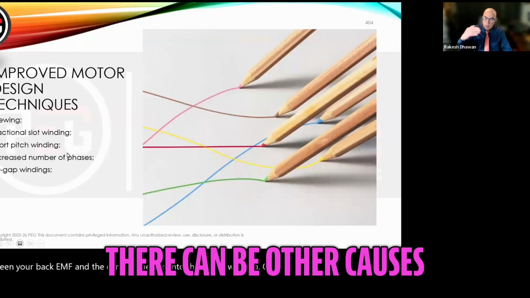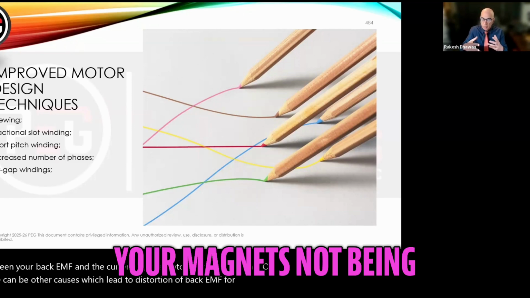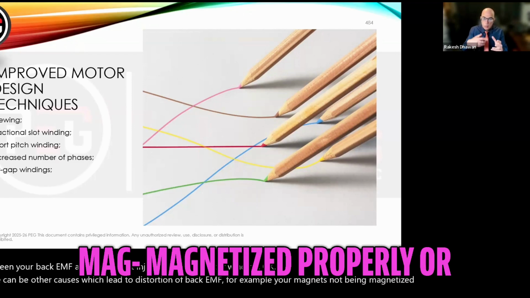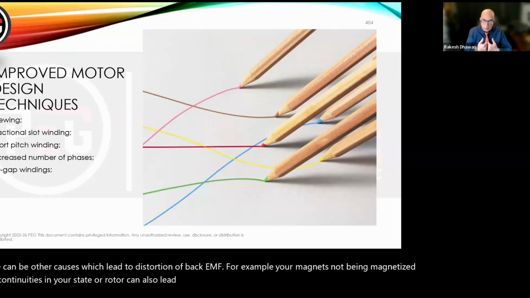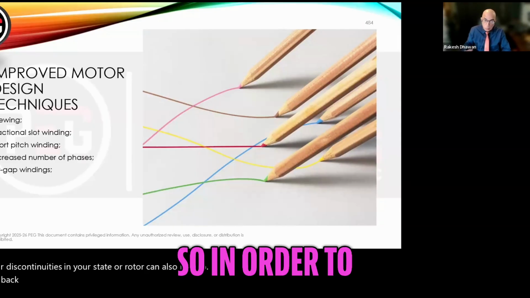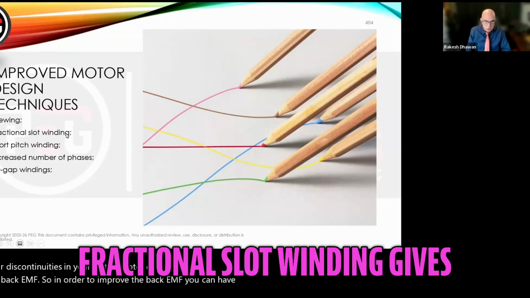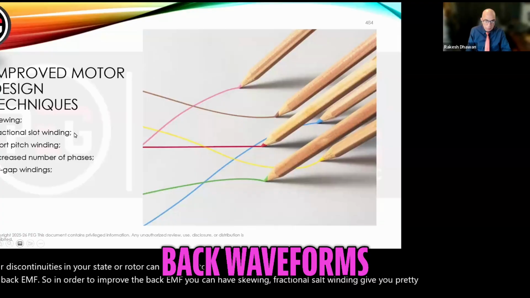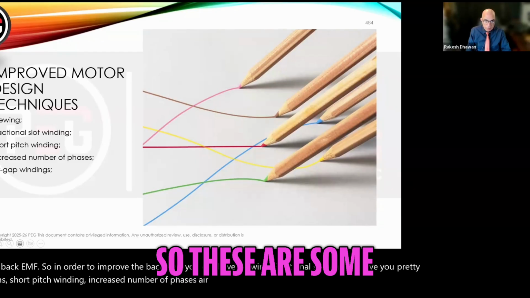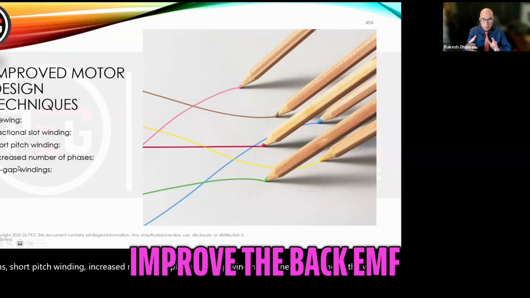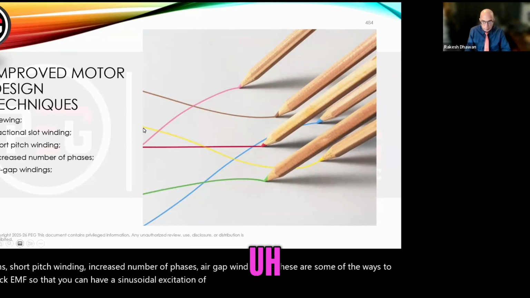Of course, there can be other causes which lead to distortion of back EMF. For example, your magnets not being magnetized properly, or discontinuities in your stator or rotor can also lead to non-sinusoidal back EMFs. So in order to improve the back EMF, you can have skewing, fractional slot winding to give you pretty good waveforms, short pitch winding, increased number of phases, air gap winding. These are some of the ways to improve the back EMF so that you can have a sinusoidal excitation of your motor.